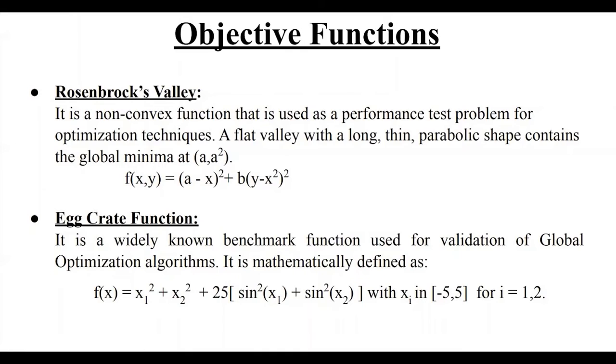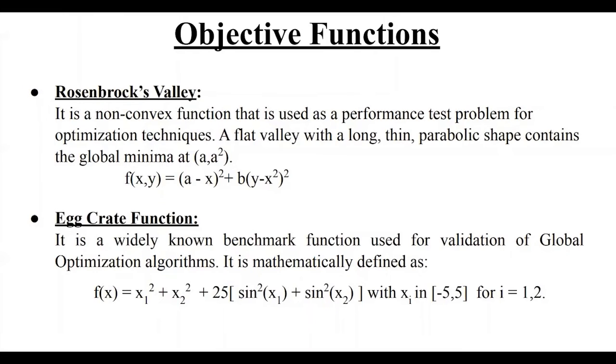As you can see, the function is defined as (a minus x) the whole square plus b times (y minus x square) the whole square. As per our results, the global minima is obtained at (a, a square). Here a and b have to be determined by us. In our scenario, we have set a equal to 1 and b equal to 10. So our global minima should be around (1, 1).